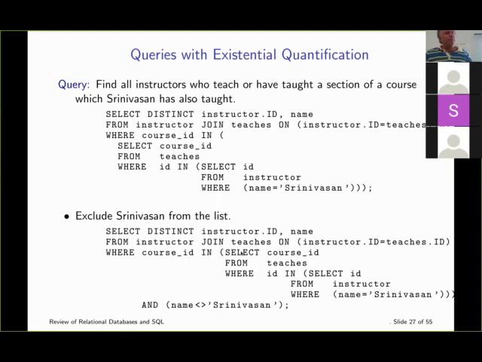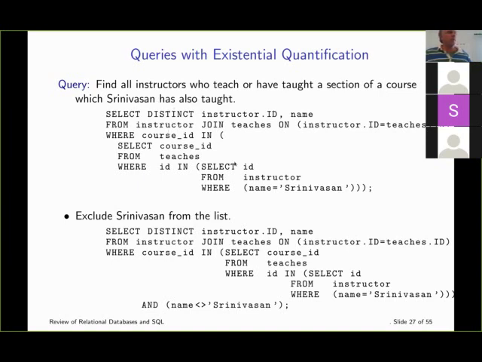So then we have the EXISTS subquery. Where we're saying something like, you can have this in here, here's where we're getting the course IDs that are being taught by this particular instructor here. Let's see here, what do we have? Find the instructors who teach or have taught a section of a course which Srinivasan has also taught. All right.